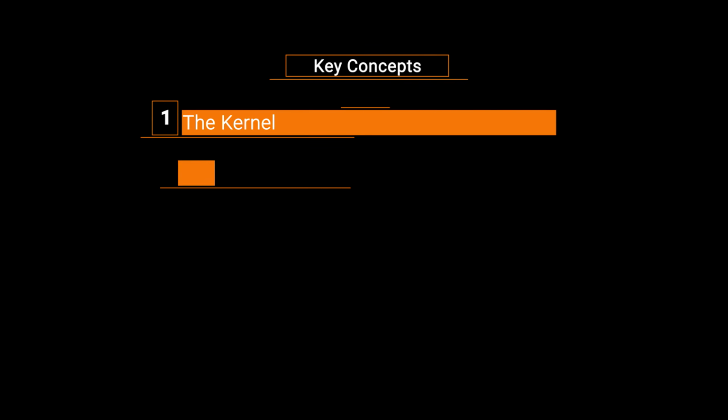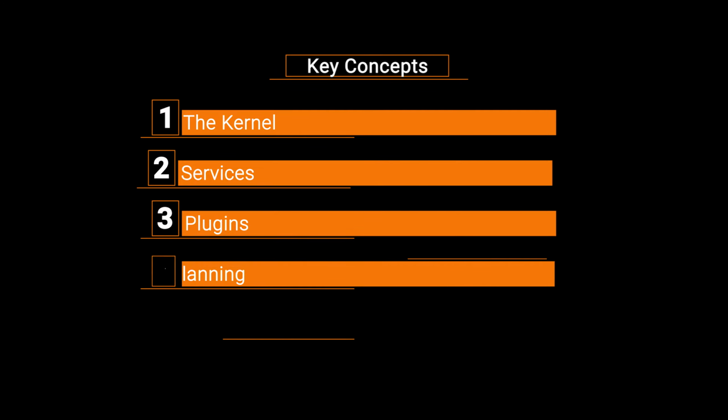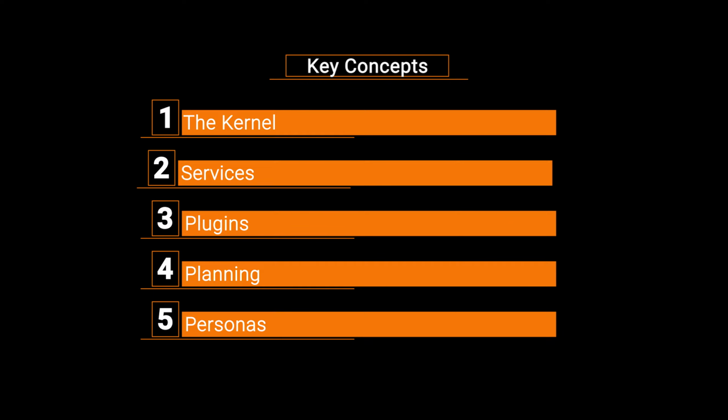To build that app, we need to sequentially cover 5 Semantic Kernel concepts one at a time, which are the kernel itself, services, plugins, planning, and personas. So let's start with the kernel.